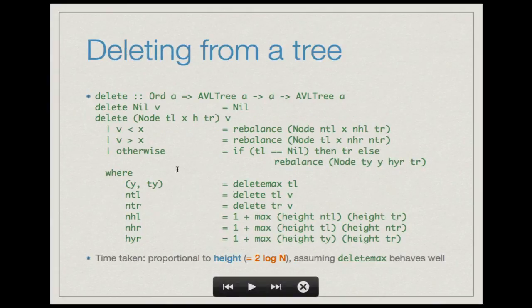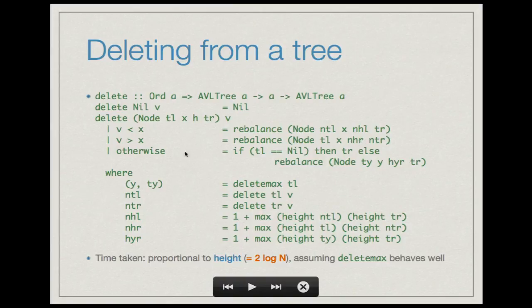Here is delete. Delete nil v is just nil. Delete v from a tree of the form node tl x h tr. Again, we consider three cases. If v is smaller than x, then we delete v from the left subtree and get ntl. ntl is delete tl v. The new height of the left subtree is nhl, which is computed as usual, 1 plus max height ntl, height tr, and we take this tree and rebalance it.